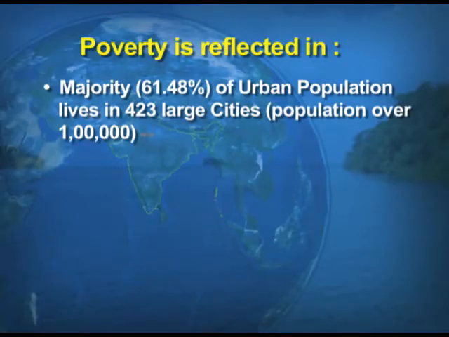That means the population is only 5,000, and for class 1 cities, the percentage of the population is 61%, where the population number is always more than 1 lakh. Now, the majority of the urban population, that is around 61%, where the population is over 1 lakh, lives in 423 large cities of the country.